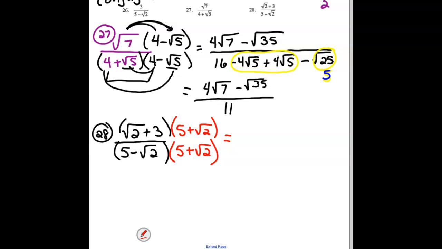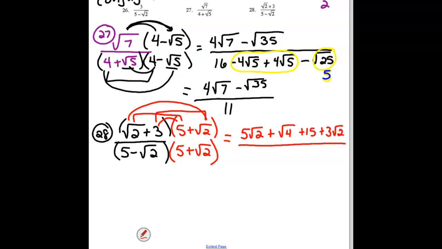So FOILing the top part, we have a root 2 times 5, so 5 square roots of 2. Outside, we get a root 2 times a root 2, which becomes root 4. Insides, we have 3 times a 5, so 15. And last, we have 3 times the square root of 2, so 3 root 2. We'll clean that up in a minute.